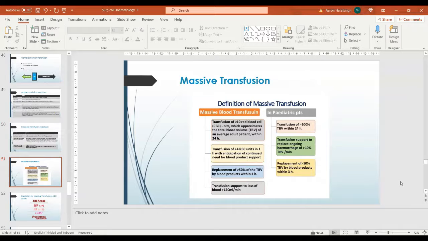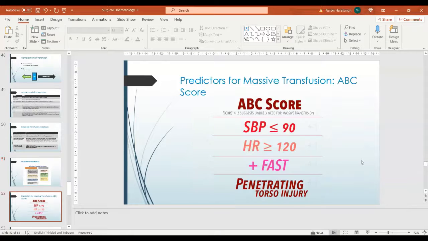Right. So we come to massive transfusion, and this is very important in trauma. Massive transfusion has a number of definitions: giving more than 10 units of RBCs within 24 hours, giving more than 4 units of RBCs within 1 hour, replacement of 50% of the total blood volume with blood products within 3 hours, or the transfusion to support a loss of blood greater than 150 mL per minute.